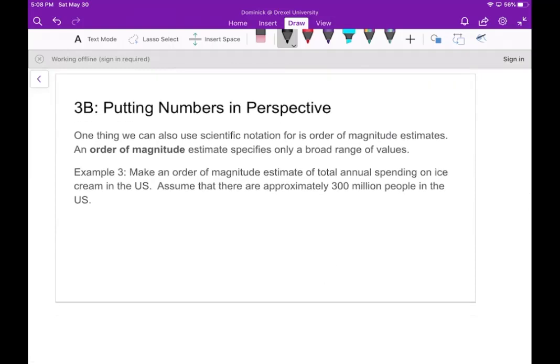Okay. Now, sort of in the same breath here, we can say that we can use scientific notation in an order of magnitude estimate, right? Now, of course, an order of magnitude estimate basically is going to suggest only like a broad range of values. Like it's not going to be very specific, right? So for example, make an order of magnitude estimate of total annual spending on ice cream in the US. And we'll assume that there are approximately 300 million people in the United States. So 300 million people.